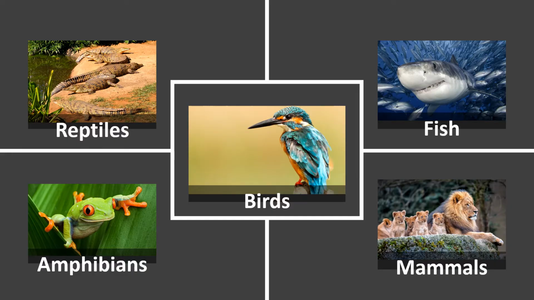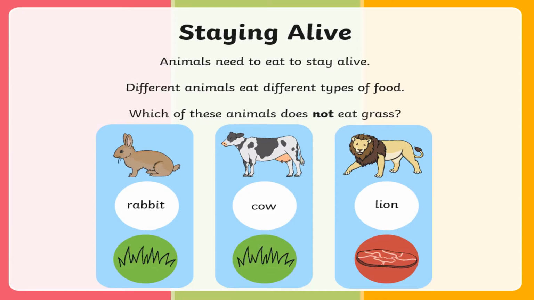Super work, year 1. So today we're going to be looking at what animals need to eat to stay alive. Different animals eat different types of food. Which of these animals does not eat grass? Pause the video and talk with your adult. Well done, year 1. You're right, it's the lion. The lion does not eat grass.